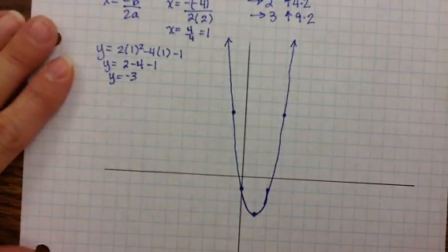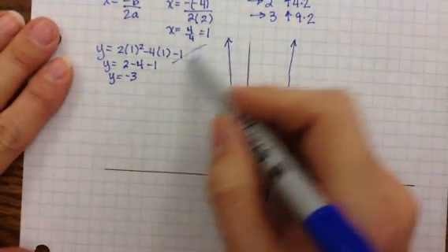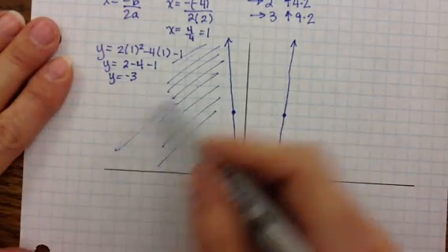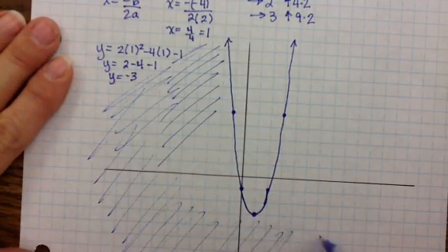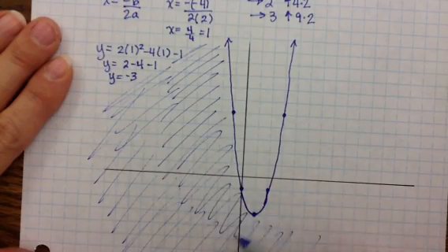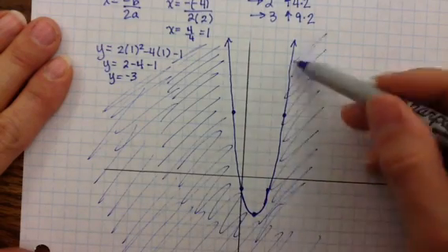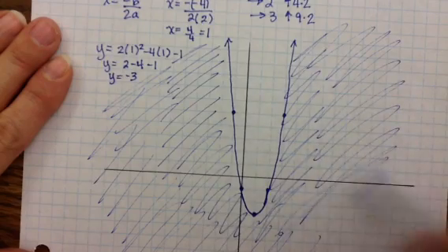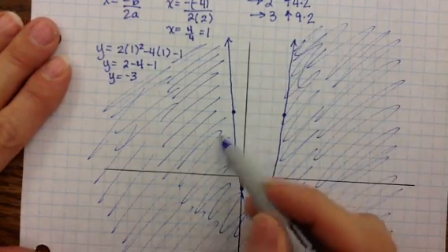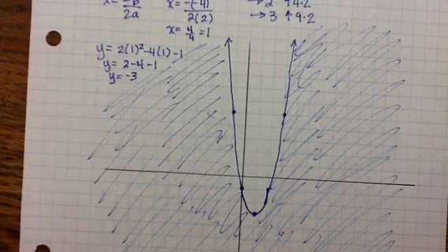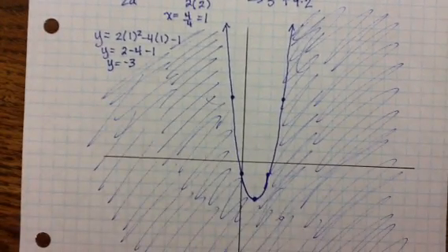And I'm going to be shading below, so everything that is below that parabola on the coordinate plane would get shaded. It's a lot of coloring. You might want to use a crayon. And that's the end of that problem.